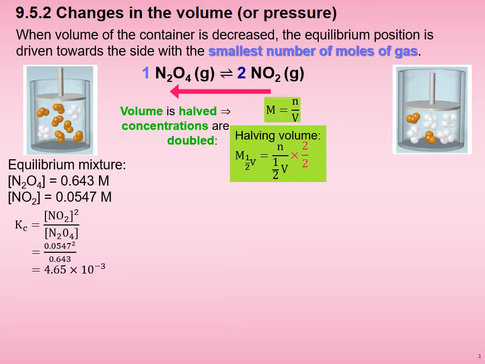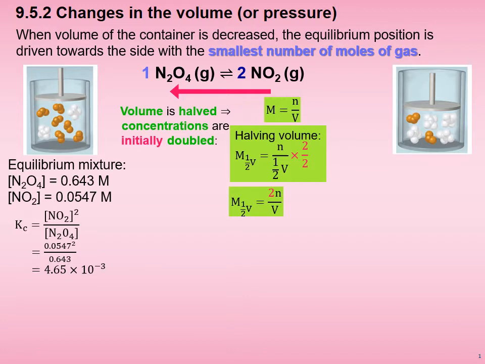Half V times 2 gives V in the denominator. N times 2 in the numerator gives 2N. Hence, we get 2 times number of moles N divided by V. Therefore, halving the volume really means doubling the concentration. Now, when volume is halved, concentrations change.